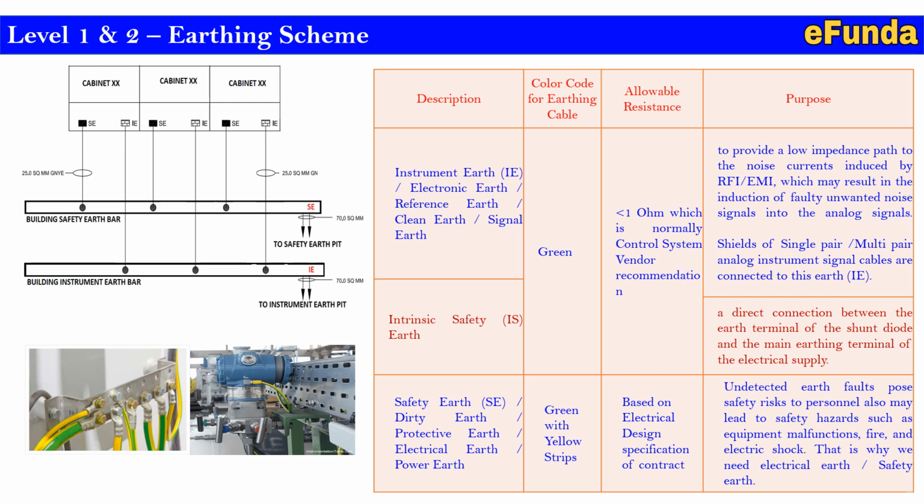This gives the allowable resistance, which understands earth faults pose safety risk to personnel, and may also lead to safety hazards such as equipment malfunctions, fire and electric shock. That is why we need to have the electrical earth or safety earth.